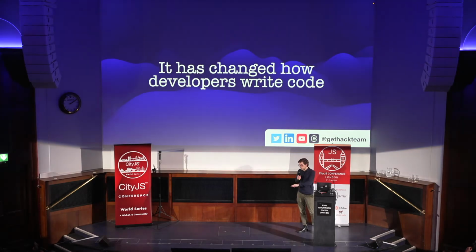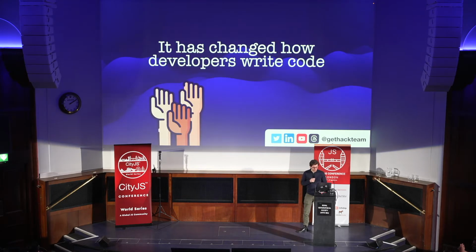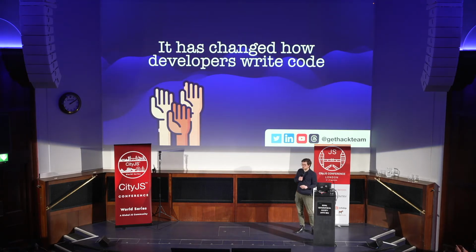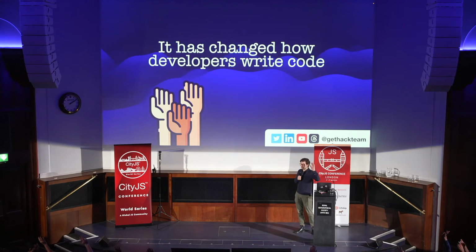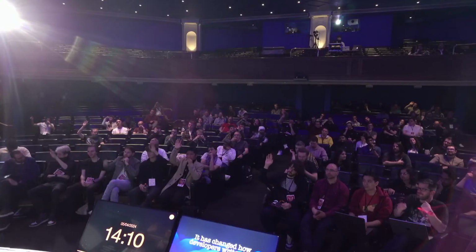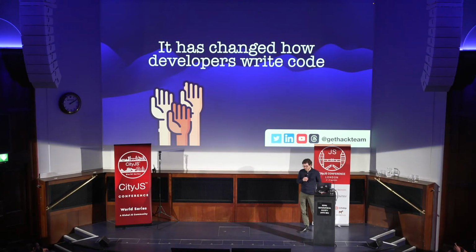To go back to how AI has changed things we do, I'd like to say it has changed how developers write code. I'd like to get some hands for developers that are using code assistants or GPTs in their work. Oh, that's great. That's almost all of you. I hope your company isn't limiting you in using it, or if you're studying, that you're not limiting yourself in using these code assistants.